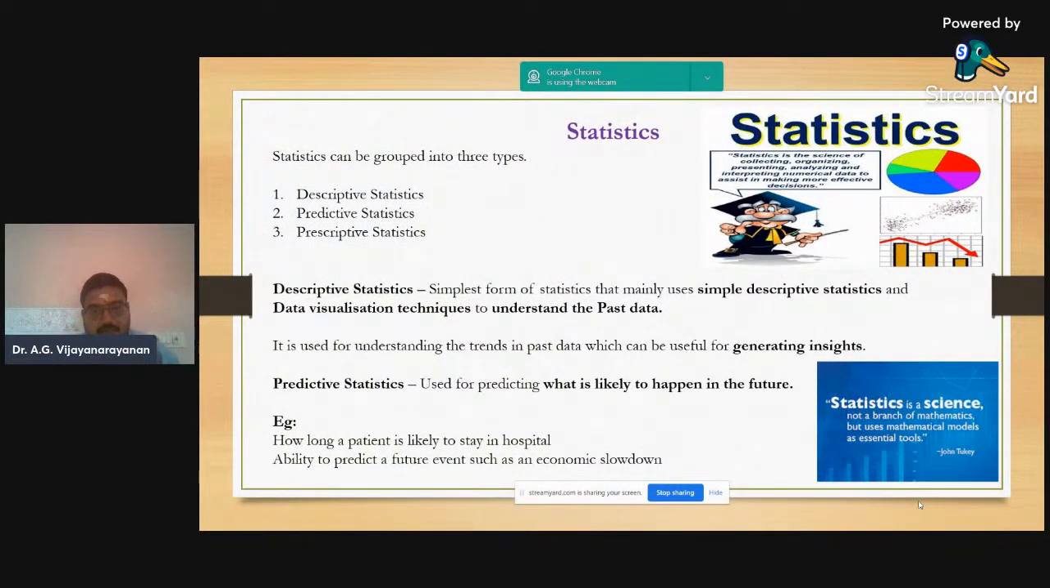You are predicting something which may happen in the future. Not definitely, but likely to happen. So all this prediction can be considered in predictive statistics. In our day-to-day business, this predictive statistics is very, very important. For example, I have given some examples: how long a patient is likely to stay in a hospital. And by just stepping into the mall, by asking 2 or 3 questions, I can determine whether that person will buy a product from the shopping mall or not. So that's predictive modeling.